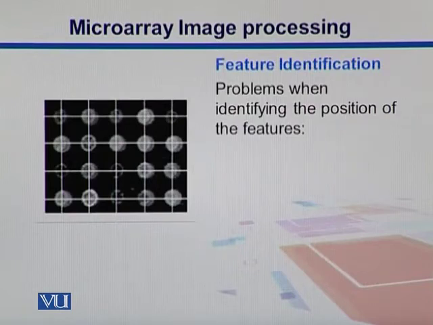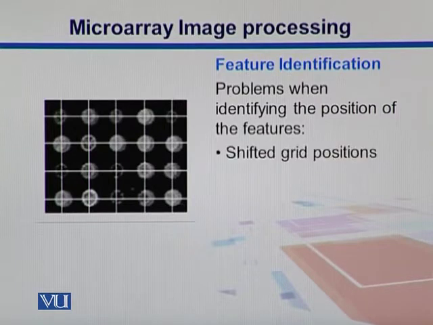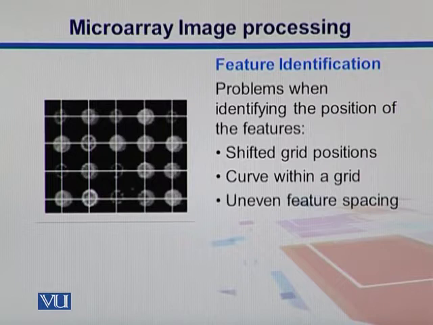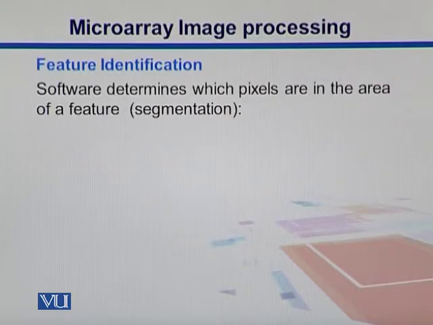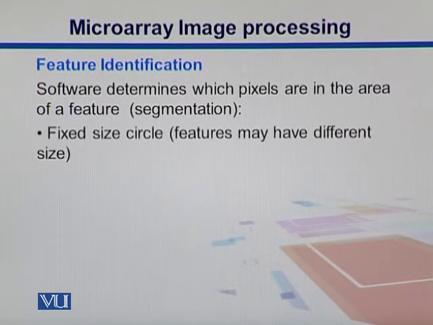While we are doing those feature identifications, there might be some problems when identifying the positions of these features. Some features might have shifted grid positions. Sometimes you have curves within the grids. You might see some uneven feature spacing. You might have some uneven feature sizes. So software is used to determine these properties of the features. Software determines which pixels are in the area of the features. We detect fixed size circles. Features may have different sizes.